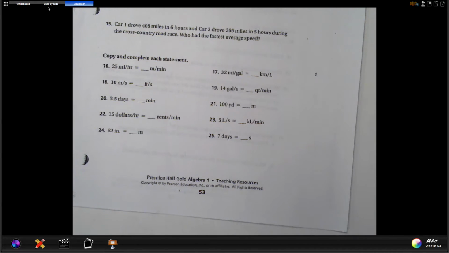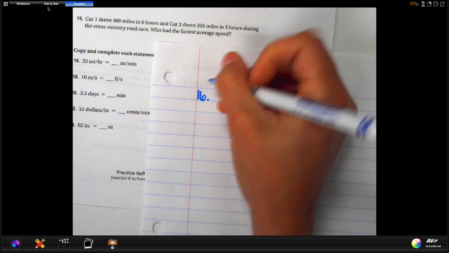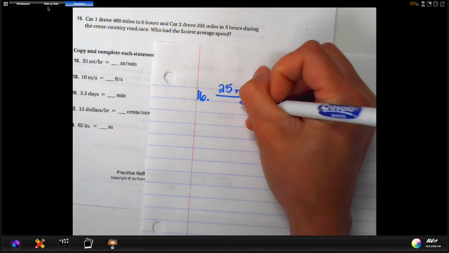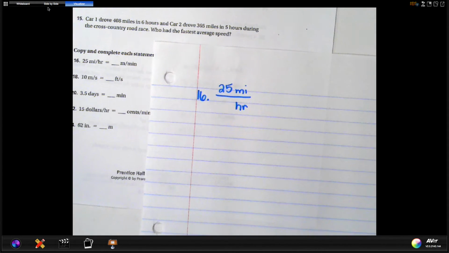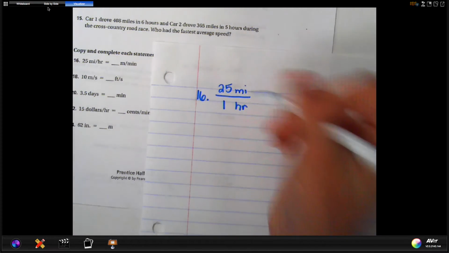Now, some of these are easier than others. Okay, we'll just start with number 16 since that one is the first one on there, okay? On your piece of paper, it will be easier if you write them right on top of each other. So 16 starts with 25 miles, and then it says hour. How many hours are we assuming if there's not a number? It says 25 miles, and then it just says per 1. Yeah, so we got 1 hour there.